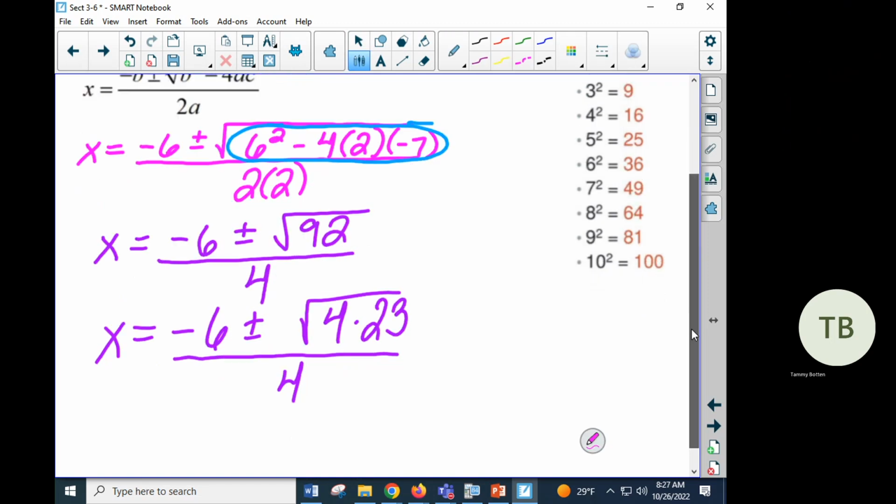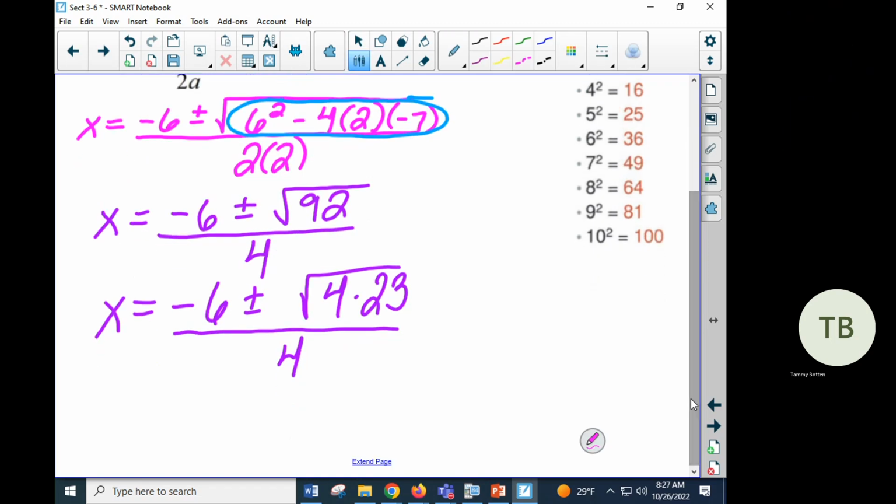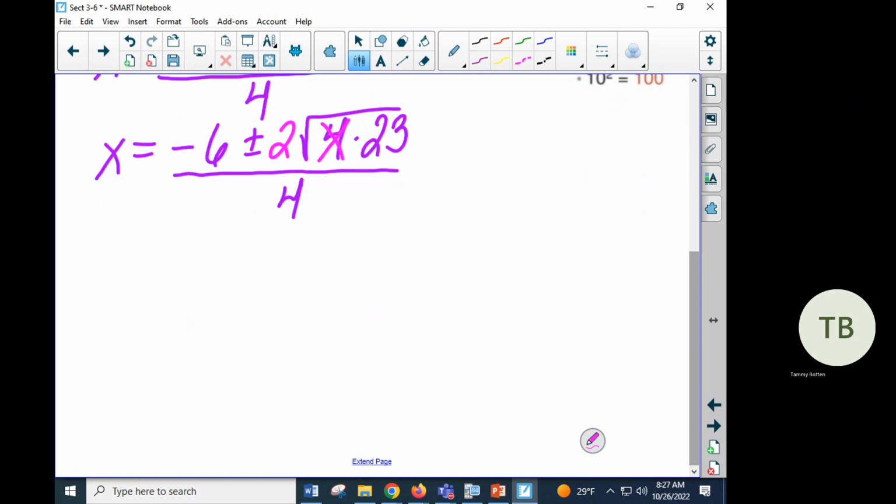Now, if you remember what we did with this yesterday and the last couple of days, if you have the square root of 4 under there, do you remember how you can bring a 2 out front? And then the last thing that you have to do, let me just rewrite this first. So you get 2 root 23 all over 4.